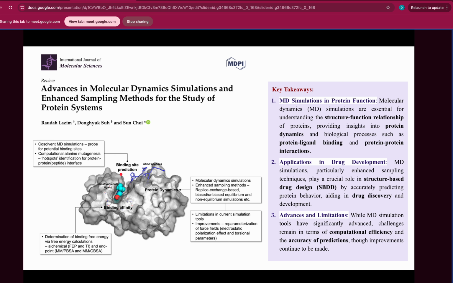And then there was another paper, which is a review that talks about advances in MD simulations and enhanced sampling methods that study protein systems. This is just an overview. It shows you the different things that you can study with MD simulation, such as binding site prediction, protein dynamics, binding affinity. So if you are interested, you can go through this paper. It will tell you what the application of MD simulations is in the real world.